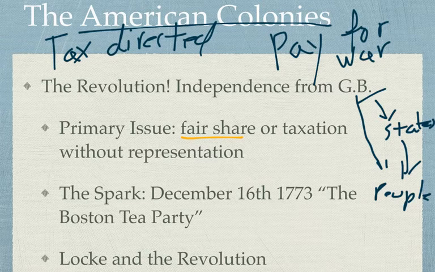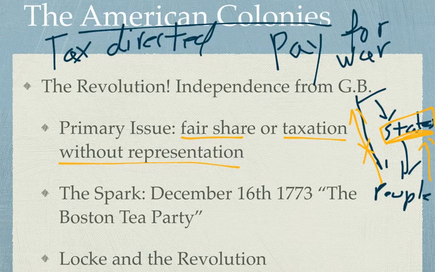And the colonists said, hey, we're not against paying our fair share, but our problem is you can't directly tax us without representation. It's okay for the states to tax us because we get to send representatives to the states. We don't get to send representatives to Great Britain, to the Parliament. And that's going to be the disconnect between the two sides.